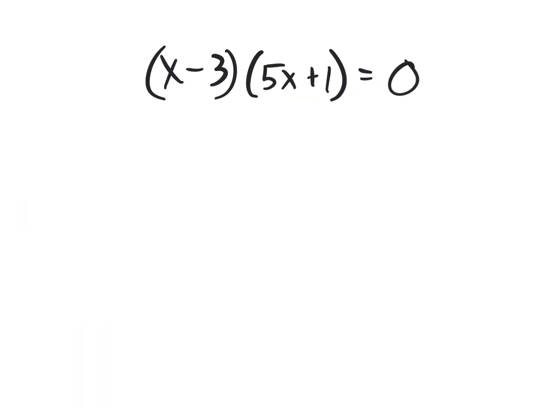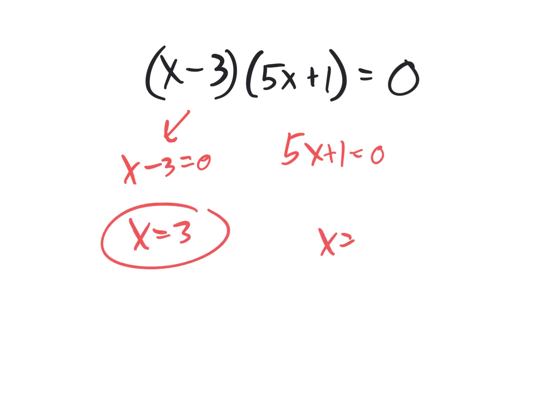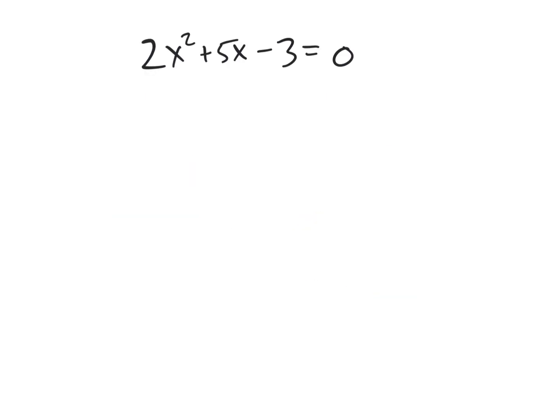So again, if you have something that's already factored, all you have to do is split it and solve. X minus 3 equals 0. 5x plus 1 equals 0. That means that x equals 3. And x equals, if you do the math correctly, negative 1 divided by 5 would be the other answer. Okay. And of course, if you had, again, A, B, and C, you could factor it, but I would just identify A, B, and C and use the quadratic.